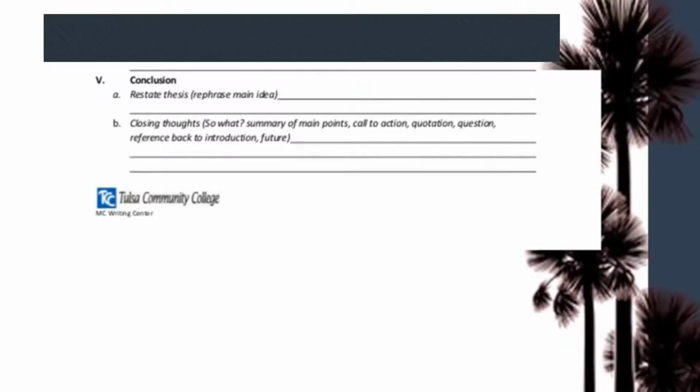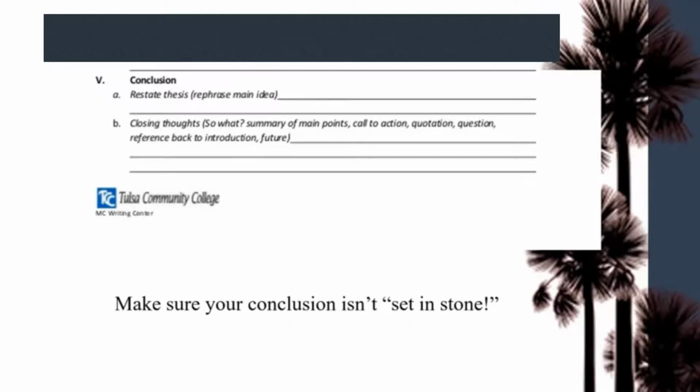Then for your conclusion, you will restate your thesis, paraphrasing or using synonyms where possible, and offer any closing thoughts. Do not introduce new topics or new ideas into your conclusion. Also, make sure your conclusion isn't set in stone. Do not assume that at the end of your essay, there will be no further investigation or conversation about your topic.